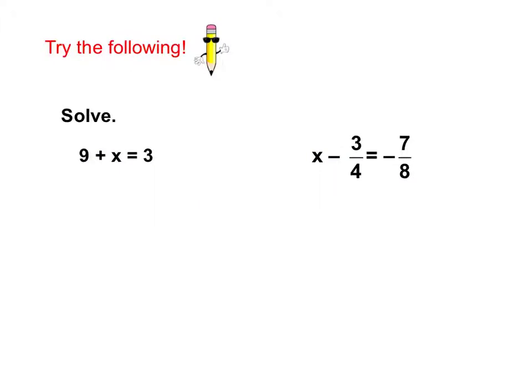Go ahead and pause the video and try each of the following. First one, we're going to go ahead and rewrite this. I can rewrite it because of the commutative property. I can write it as x plus 9 equals 3. And now I'm going to go ahead and rescue the x by using the inverse operation. The inverse to addition is subtraction, so I'm going to subtract 9. Whatever I did to one side, I'll do the other side. I have x, I've eliminated the enemy. 3 minus 9, or 3 plus negative 9 after I slash and dash, is negative 6.